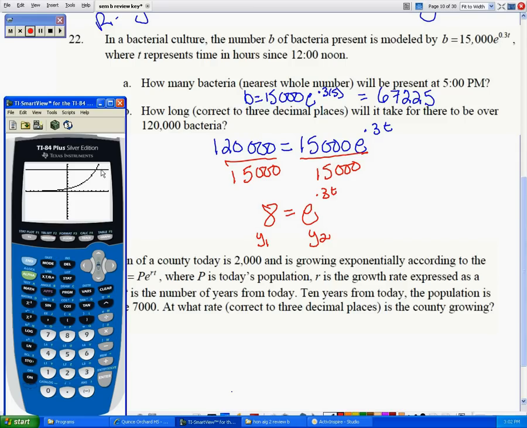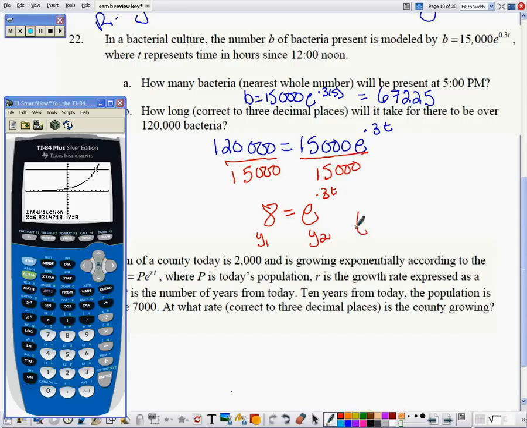Here's my e to the 0.3t. So I'm going to do second, calculate, find where they intersect, which is number 5. Arrow over to that spot and hit enter 3 times. We want 3 decimal places, so that is t equals 6.931. And that is hours.